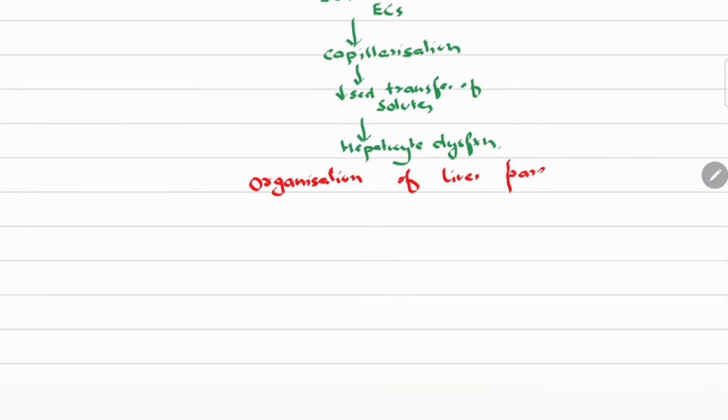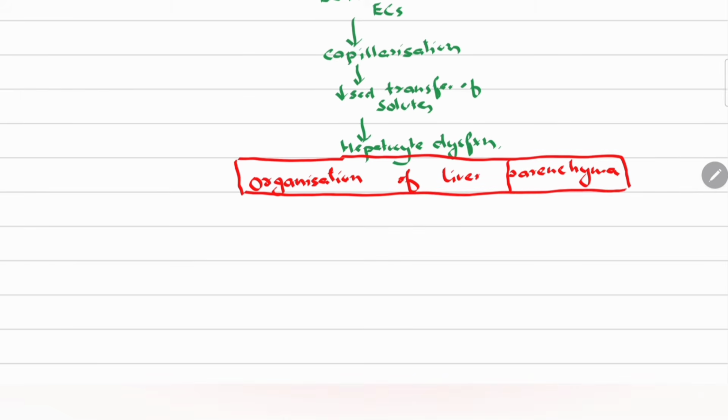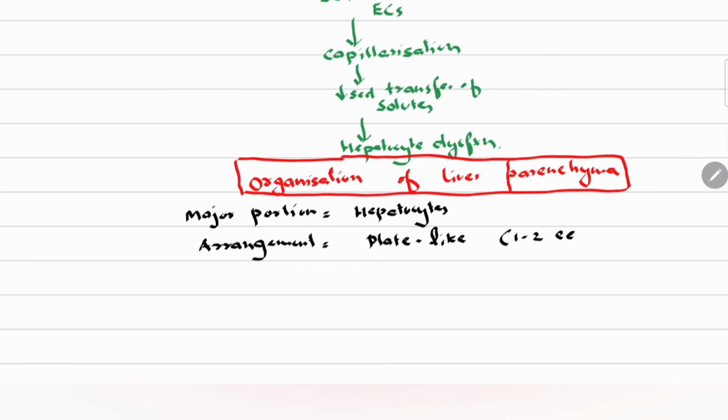Now coming to the organization of liver parenchyma. The major portion in the liver parenchyma is hepatocytes, and the arrangement is plate-like or cord-like, 1 to 2 cell thick. It is separated by sinusoids from portal tract to central vein.